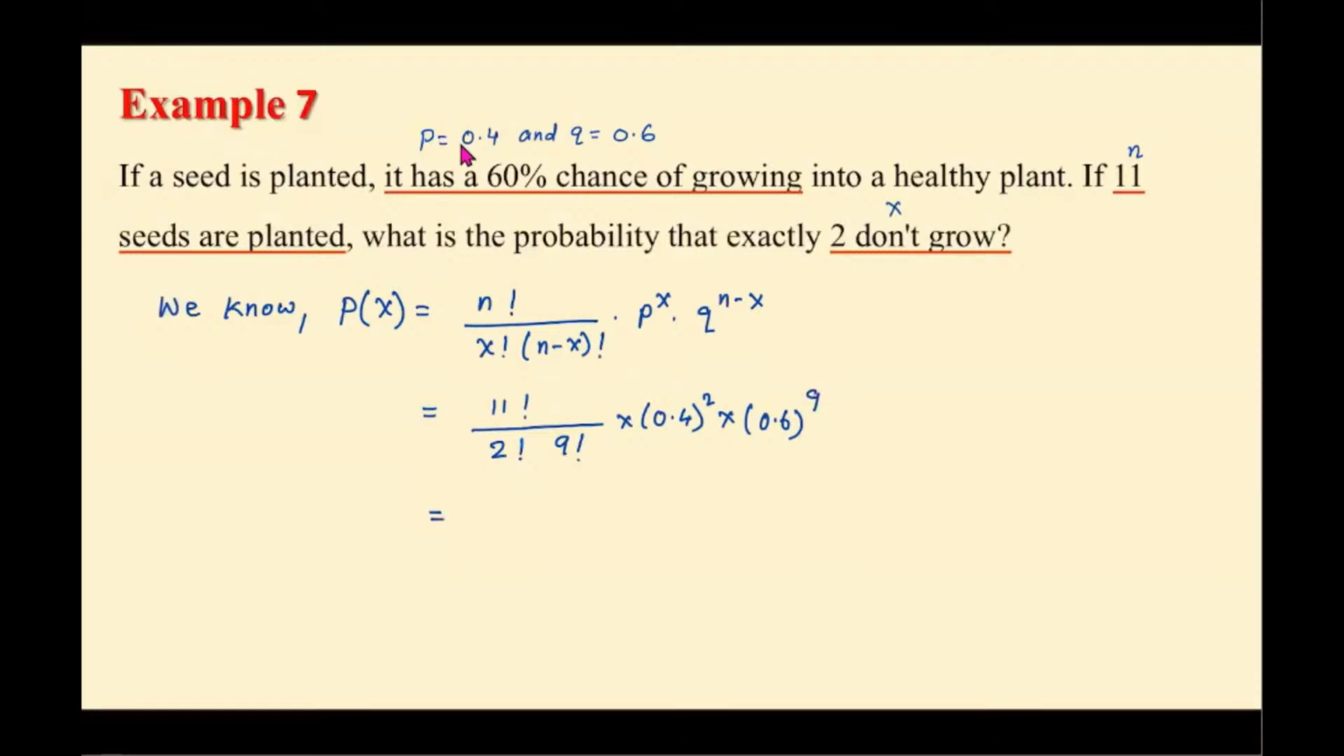Now here, if you have seen factorial for the first time, when we say 2 factorial, the meaning of that is 2 times 1. When I say 9 factorial, it is 9 times 8 times 7 times 6 times 5 times 4 times 3 times 2 times 1. Similarly, 11 factorial, you start with 11: 11 times 10 times 9 times 8 times 7 times 6 times 5 times 4 times 3 times 2 times 1.